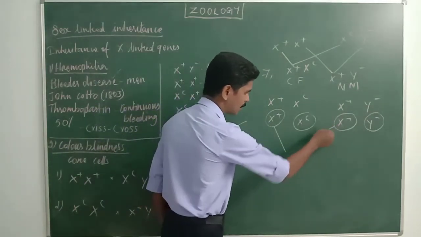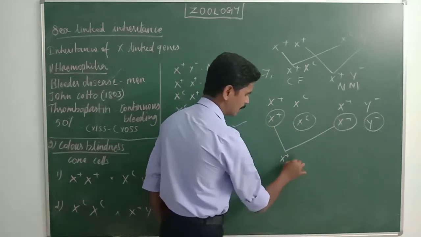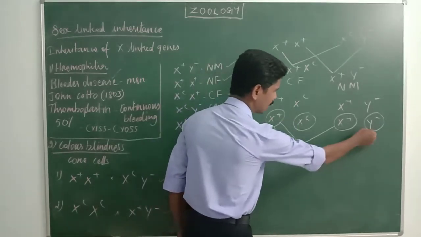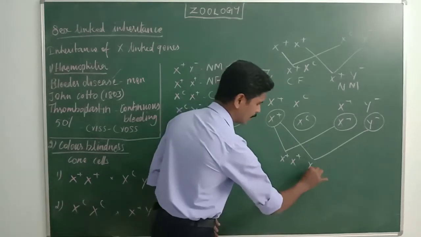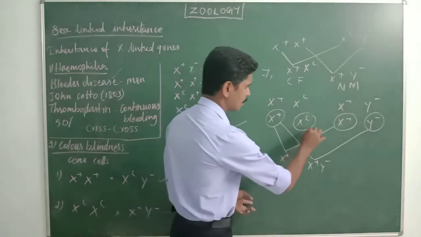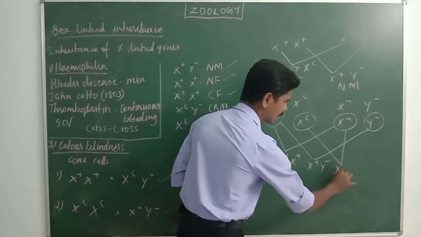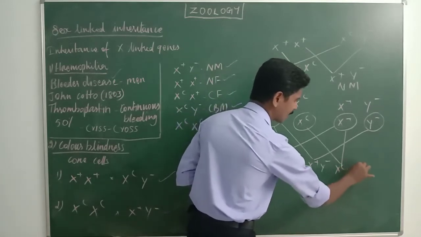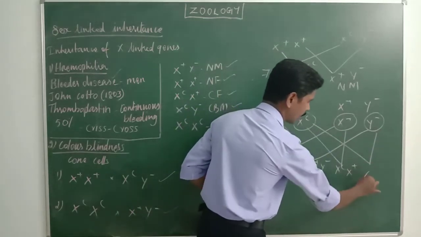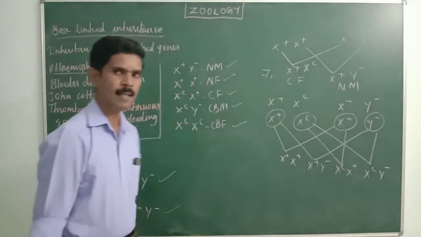Suppose these two gametes fuse, what will we get? X plus X plus. Then suppose this gamete fuses with this gamete, what will we get? X plus Y minus. Then suppose this gamete fuses with this gamete, what will we get? XC X plus. Suppose this gamete fuses with this last gamete, what will we get? XC Y minus.